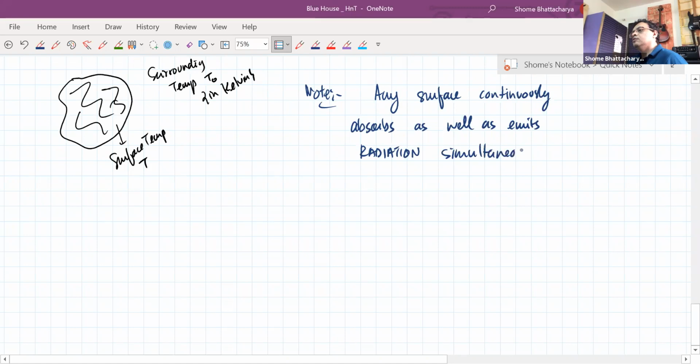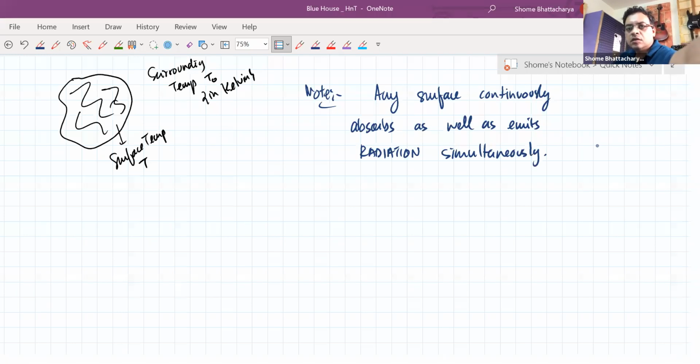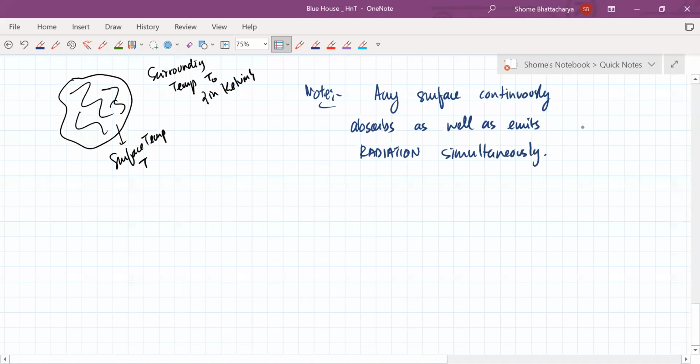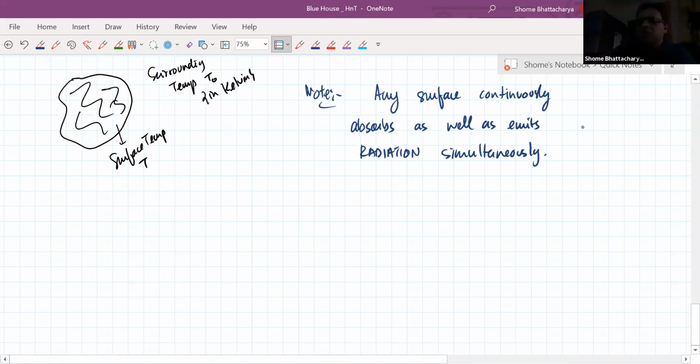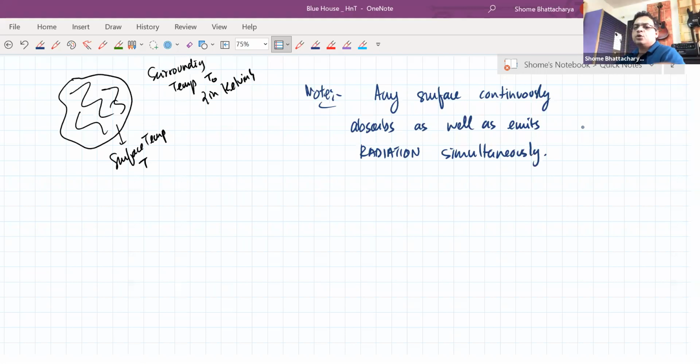Sir, can you explain how it continuously absorbs as well as emits radiation simultaneously? Yeah. See, basically, what is the primary reason why emission and absorption are happening? It is the ability of the atoms to undergo transition from a low energy state to a high energy state.